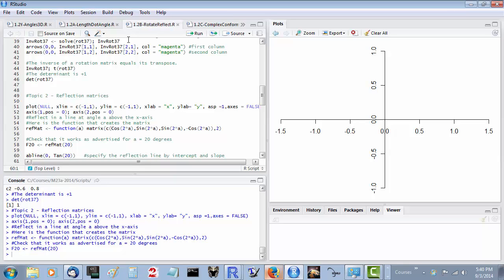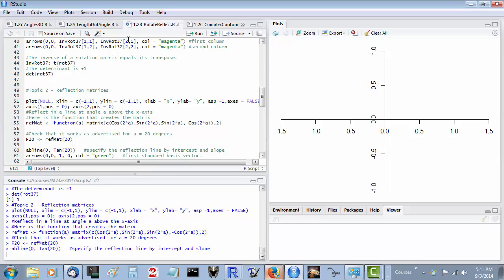Now I want to show you this line that makes a 20-degree angle. The way you draw a line in R is by specifying its y-intercept and its slope. So the line we want has a y-intercept of 0. It goes through the origin, and its slope is the tangent of 20 degrees. I use tangent with a capital T because 20 is in degrees. And there is our line.